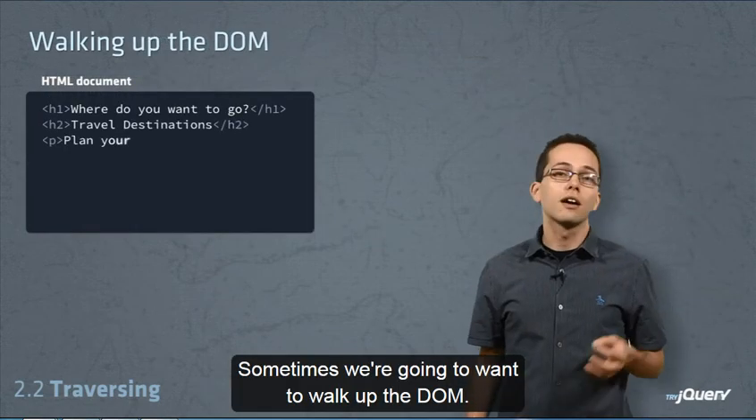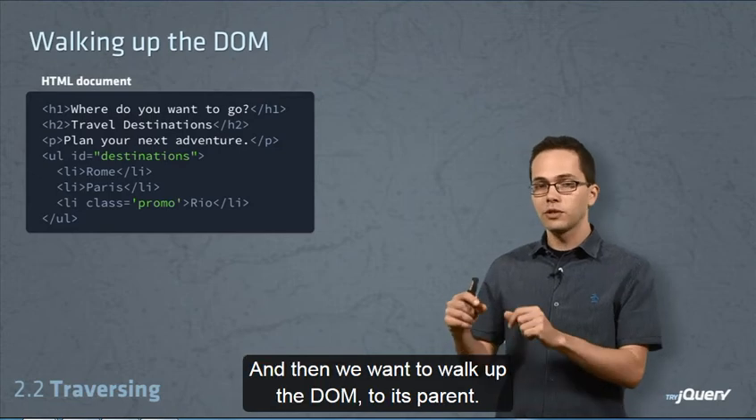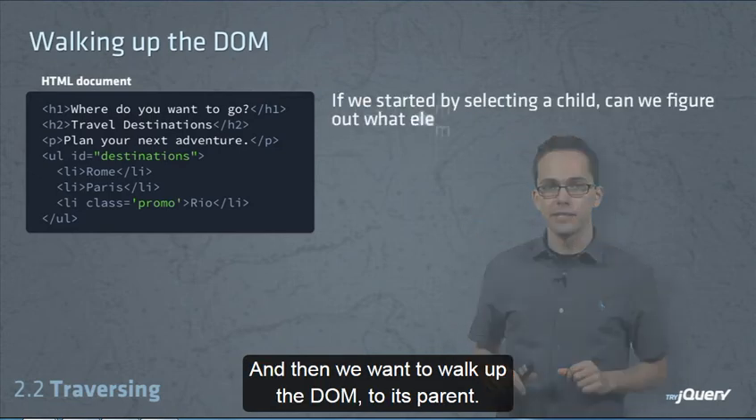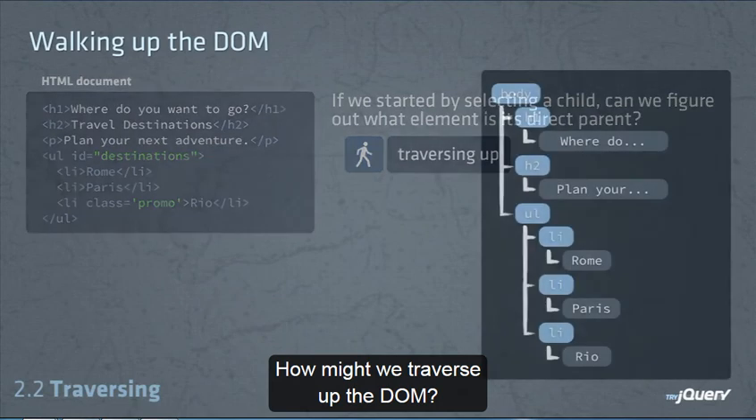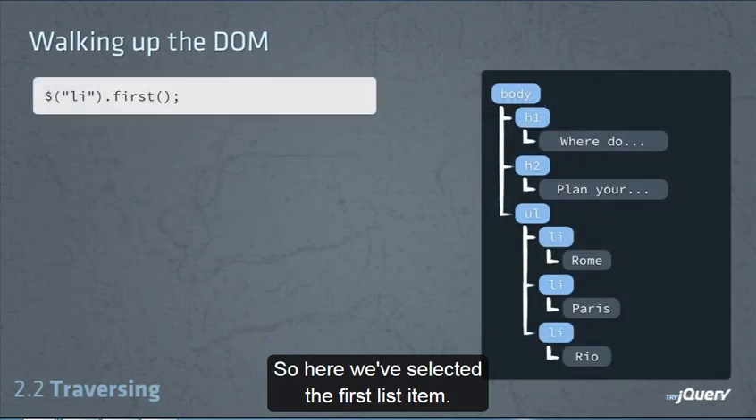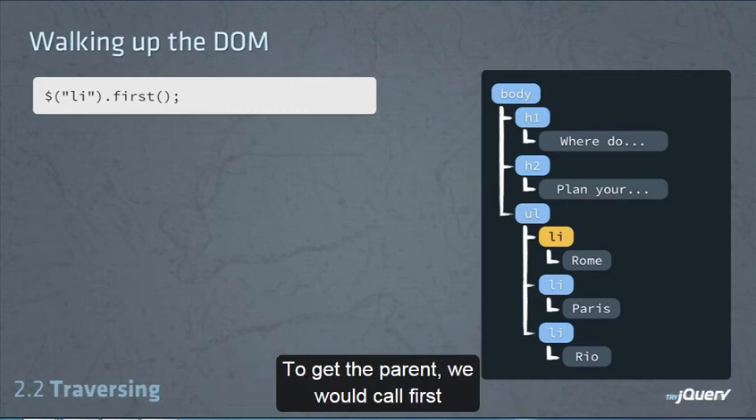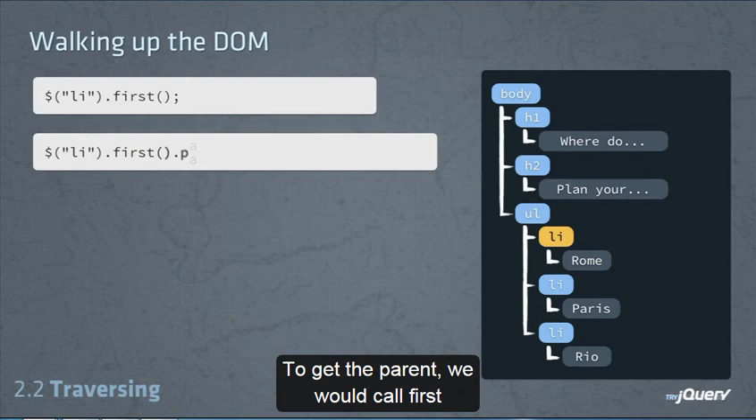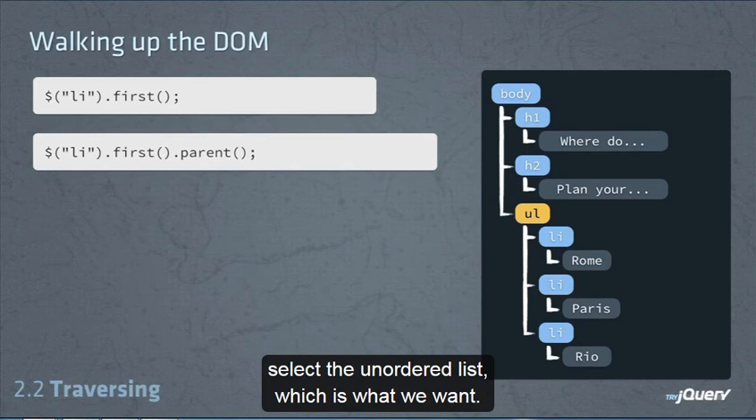Sometimes we're going to want to walk up the DOM. We might be able to select a child element, and then we want to walk up the DOM to its parent. How might we traverse up the DOM? So here we've selected the first list item, but what we might be interested in is the parent. To get the parent, we would call first to get the list item, and then we can simply call parent, which is going to select the unordered list, which is what we want.